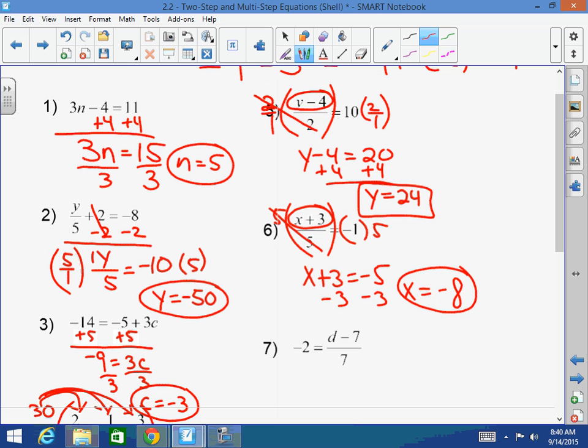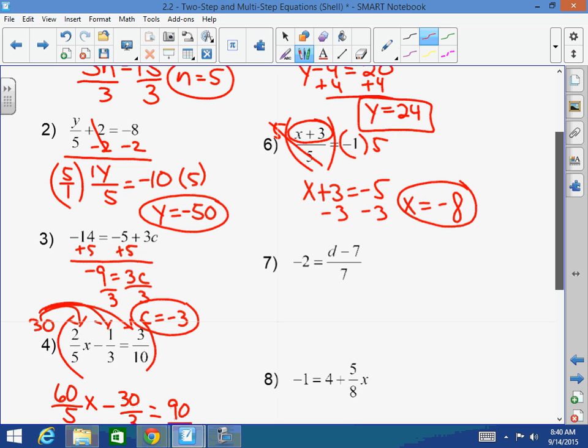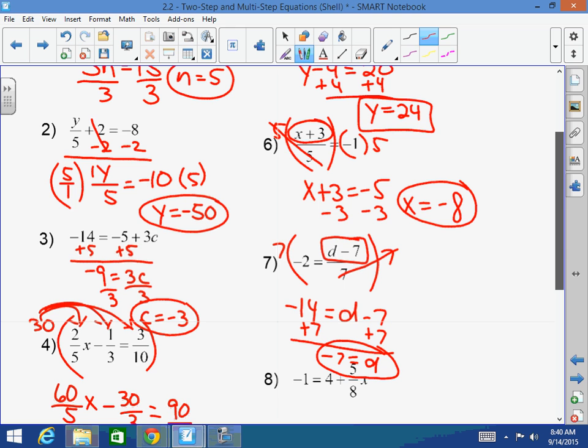For number 7, same kind of phenomenon. I'm dividing this whole d minus 7 by 7. So I want to get rid of that 7 by multiplying 7 to both sides. This is going to give me -14. The 7's cancel here, equals d minus 7. I add 7 to get rid of the -7, and -7 equals d. Okay? So be careful with that, please.